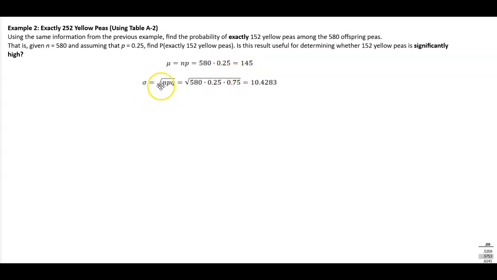Standard deviation is equal to the square root of n times p times q. Well, we know that n is 580. We know that p is 0.25. q is taking 1 and subtracting 0.25, which gives us 0.75. We multiply that together and take the square root. We get a standard deviation of 10.4283.